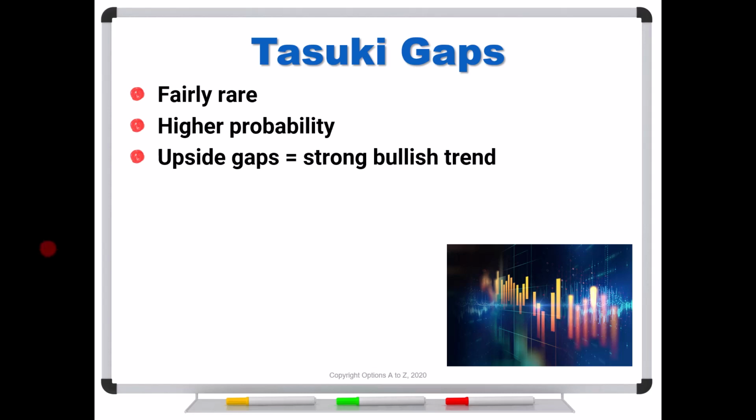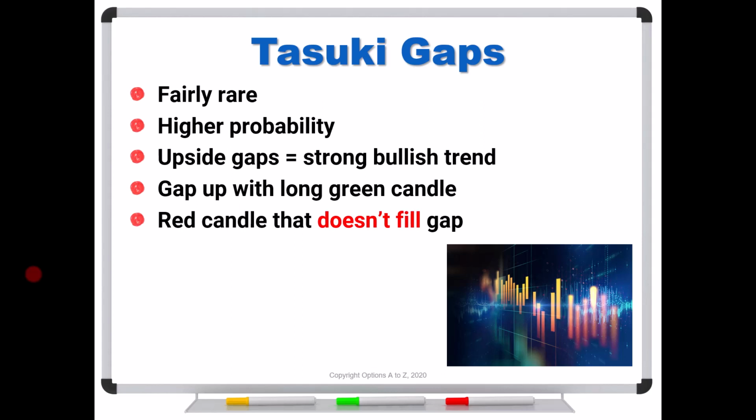For example, let's say that yesterday's candle is a very long-bodied green candle, shows a strong continuation of the trend, maybe we even close at the high. And then today's candle, let's say, is a gap up, again with a long green candle, possibly closing at the high or pretty close to it. But then tomorrow's candle gaps down a little bit. In most cases it's going to be a red candle, but it doesn't fill the gap. That's really the big key, is that it doesn't fill that gap.